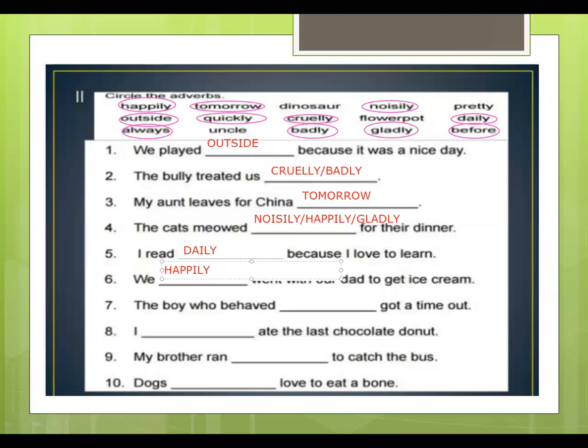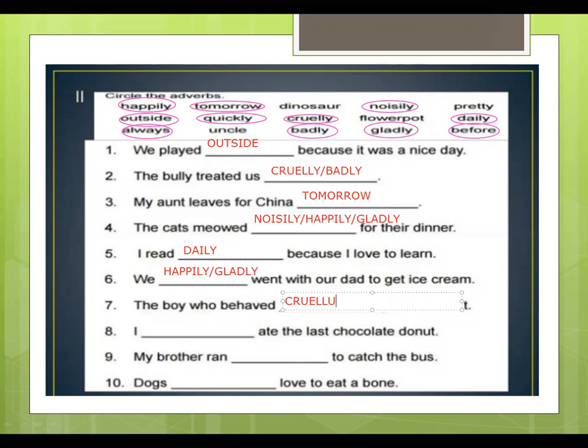We went, how did we feel? We went happily. Or you can also say over here that we went gladly with our dad to get ice cream. So here we have happily or gladly. Now, the next one, the boy behaved. How did the boy behave? He behaved cruelly. He behaved badly. That is why he's been given a timeout.